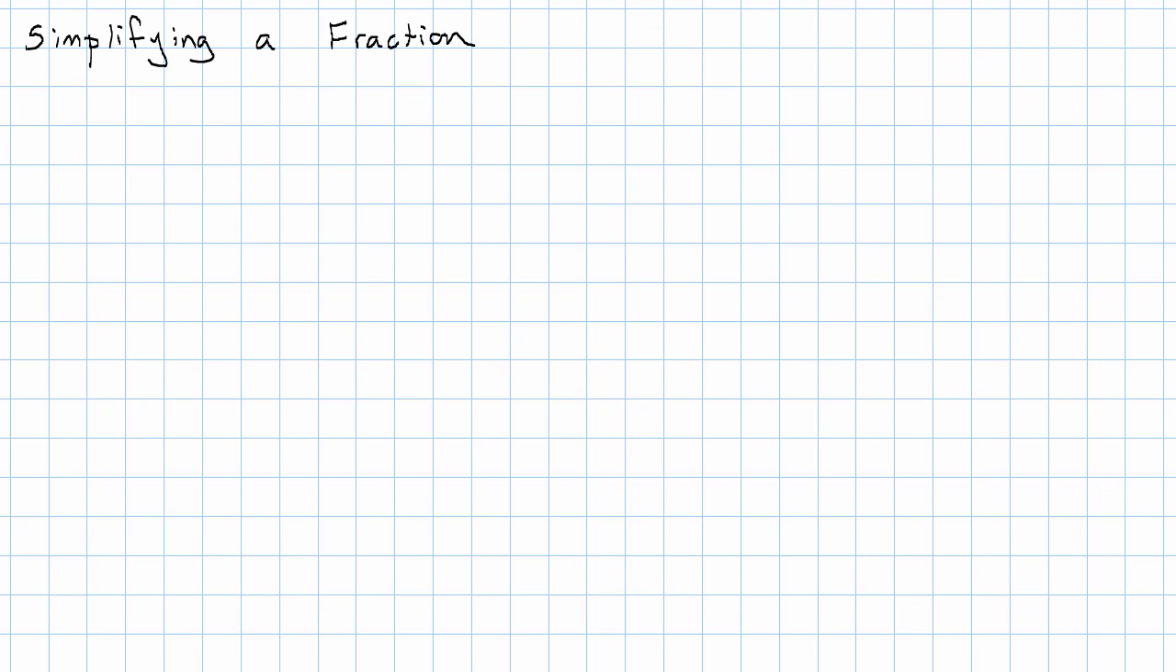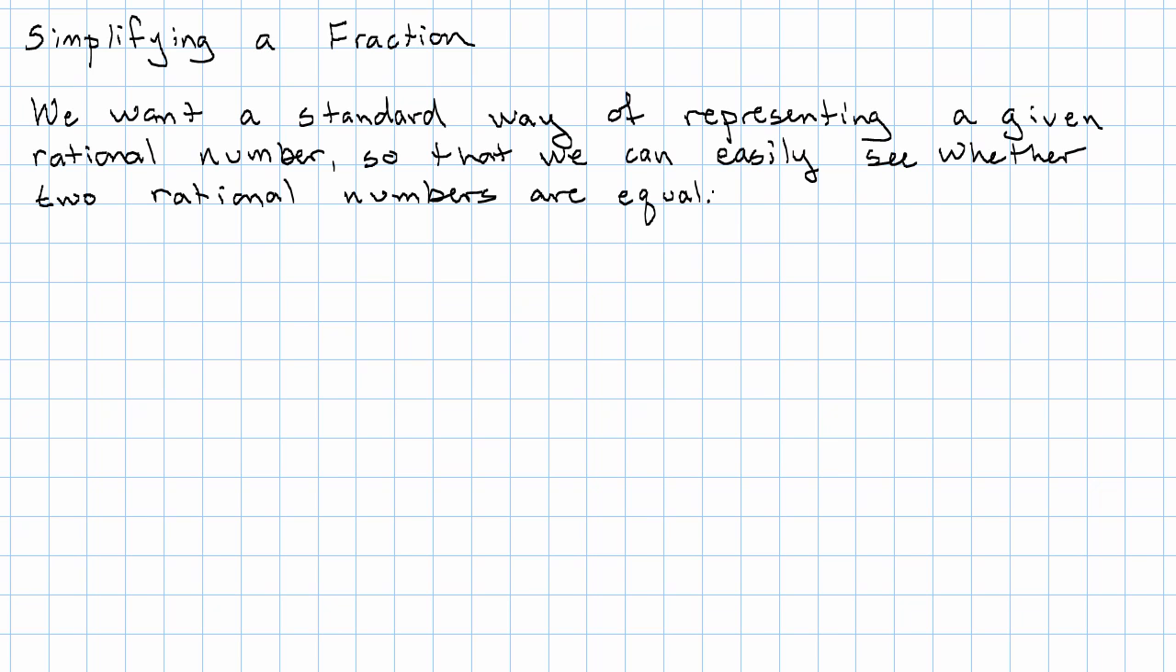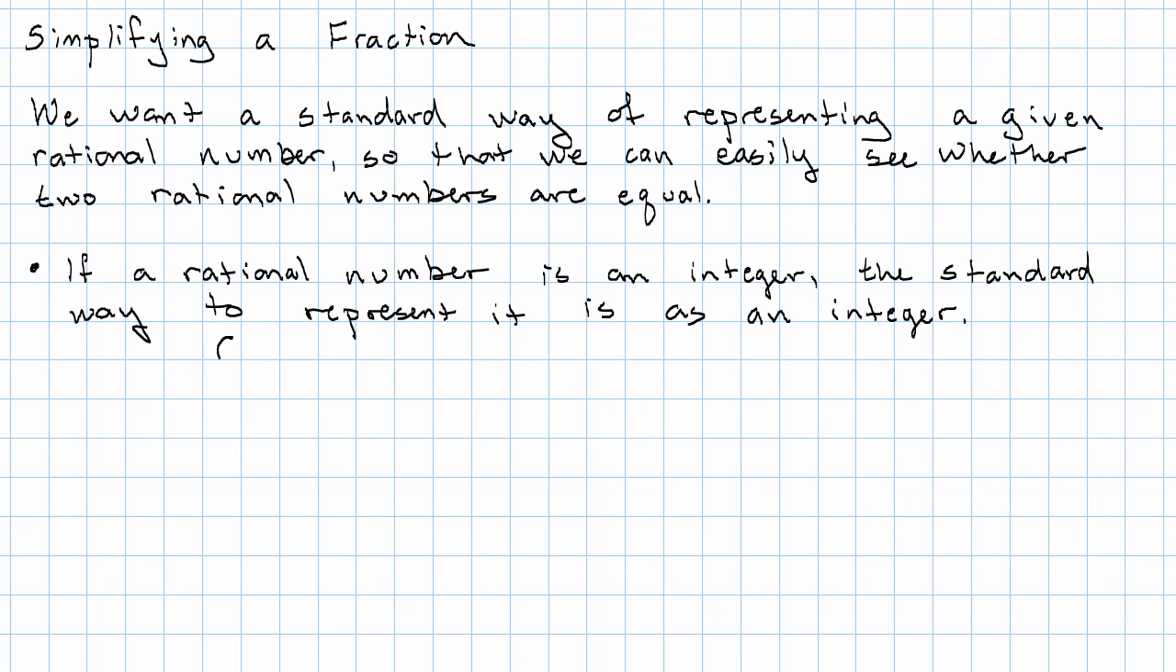Since there are many ways of representing a given rational number as a fraction, we want to have a standard way of representing a given rational number so that we can easily tell at a glance whether or not two rational numbers are equal. Now, if our rational number happens to be an integer, the integer representation is the standard representation. So, for example, we would write the number 3 instead of the fractions 3 over 1, 6 over 2, 90 over 30, and so on.